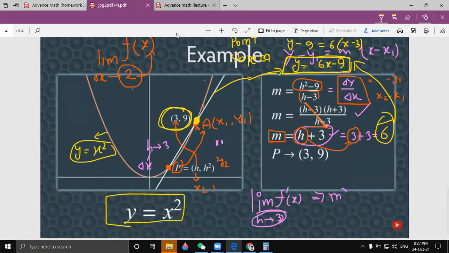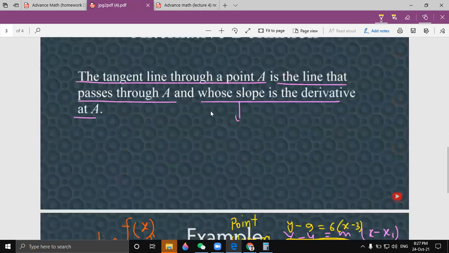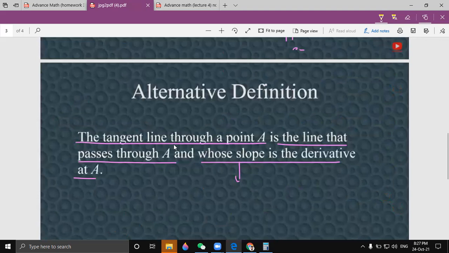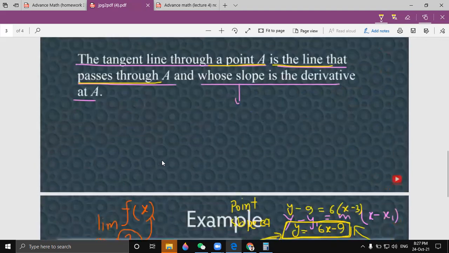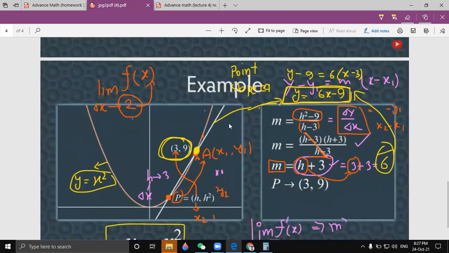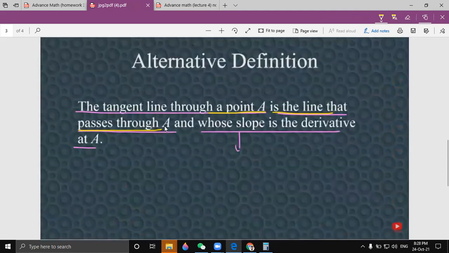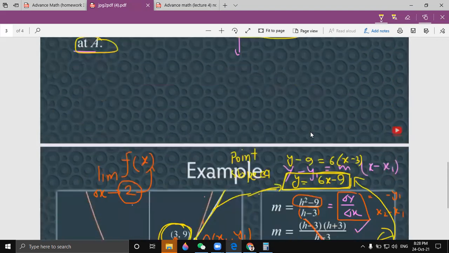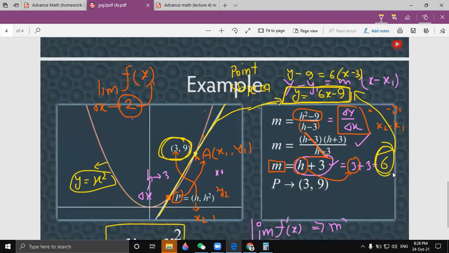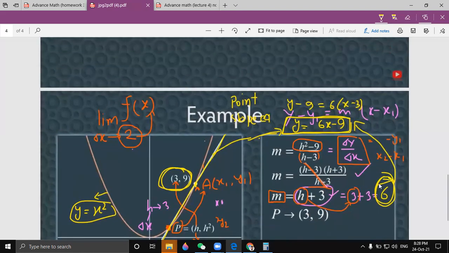So the definition: the tangent line through a point A is the line that passes through A. You can see our line is passing A, right? So this is our A point, and our tangent line is passing through A. And whose slope is the derivative at A? Because we already calculated the slope here, 6, and this 6 is also the derivative.